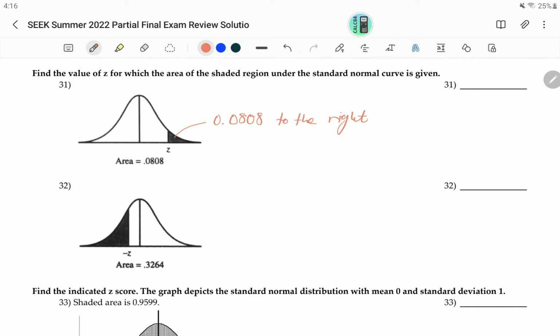So in order to find the correct z-score for this problem, we're going to have to follow the steps. Because it's shaded to the right, we must subtract this probability from 1. So 1 minus 0.0808, and that is going to equal 0.9192.